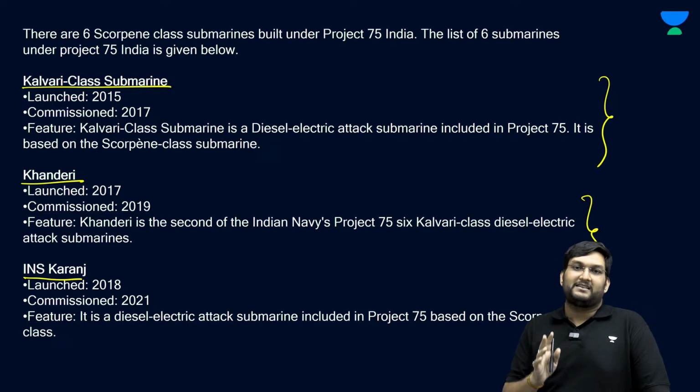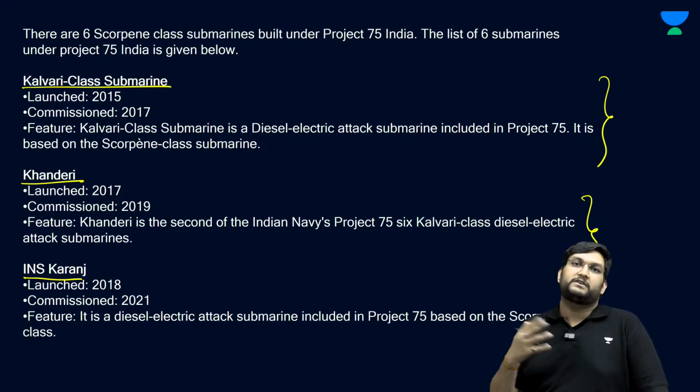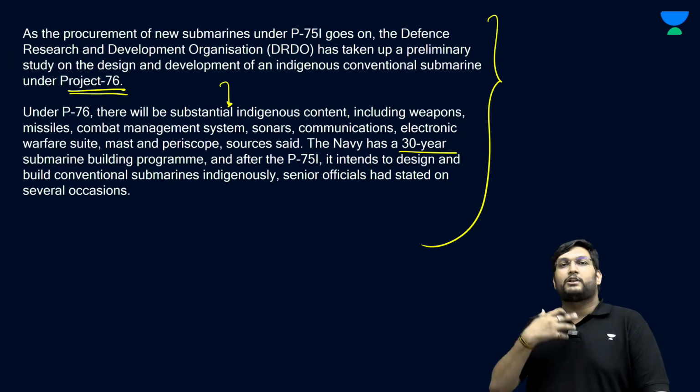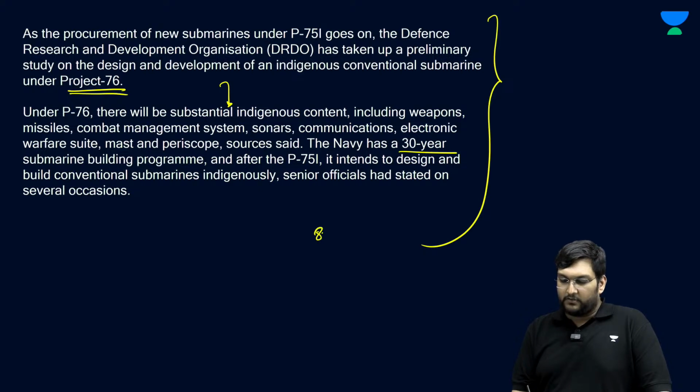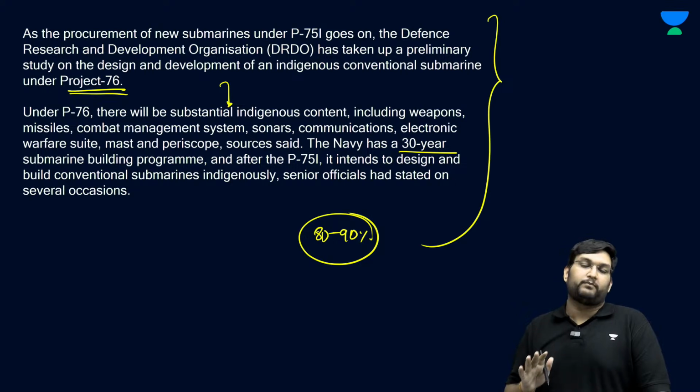Please just remember one thing, that Project 76 is not going to be like this. Project 75 is about collaboration with the French, the Spanish, the South Koreans and the Russians. For 76, we are now producing a document which will allow us to produce indigenously mostly 80 to 90% of the components. And this is why this article is generally important.